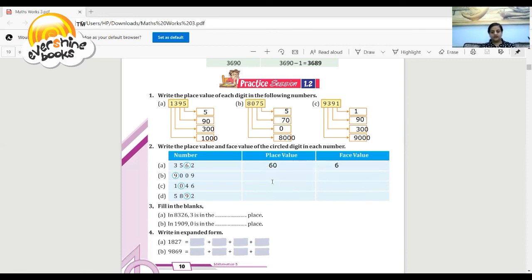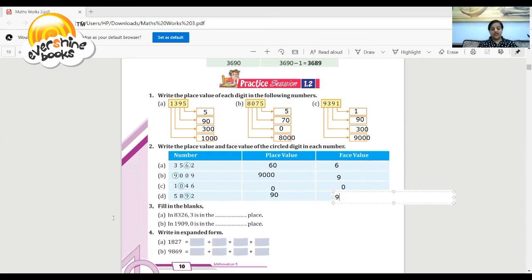The number itself is the face. So next is 9. The place value is 9,000. And the face value is 9, that is 9 only. Next is 0. The place value is 0, and the face value is also 0. Okay. Next is 90. It means 9 tens place value is there. And 9 is the face value.